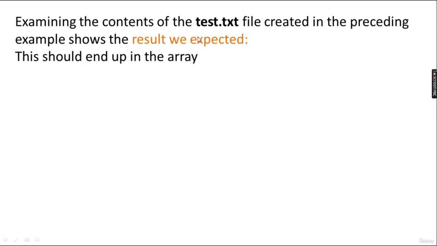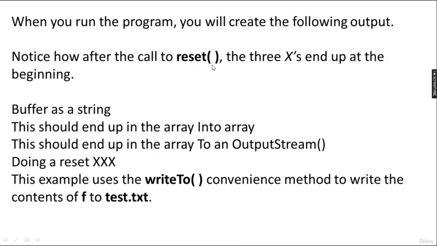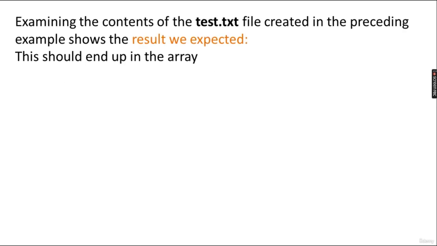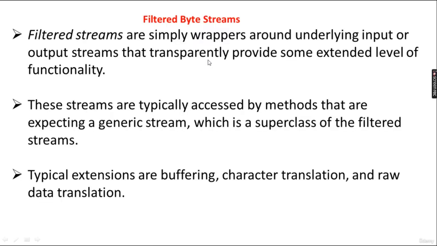Okay, examining the contents of test.txt created in the preceding example shows the result we expected. This should end up in the array. Okay, so we will open the file test.txt, we will see this example in the practical part so that you will understand it very clearly, very properly. Whatever program we have run till now, the output will be written to test.txt. Now, filtered byte stream.